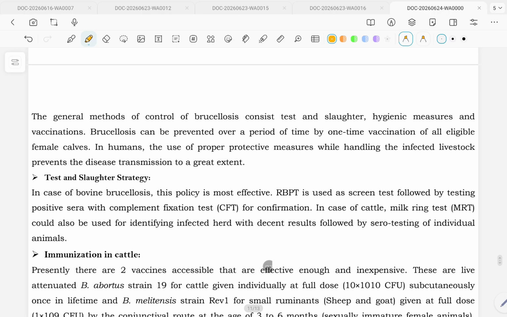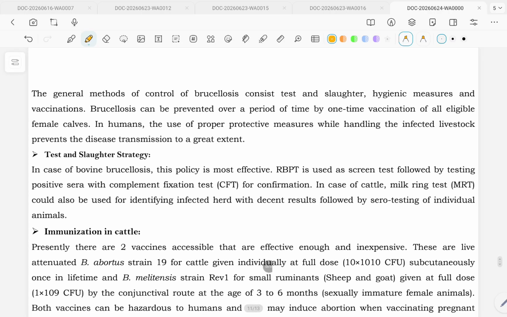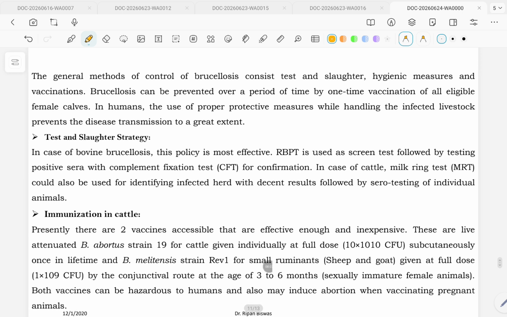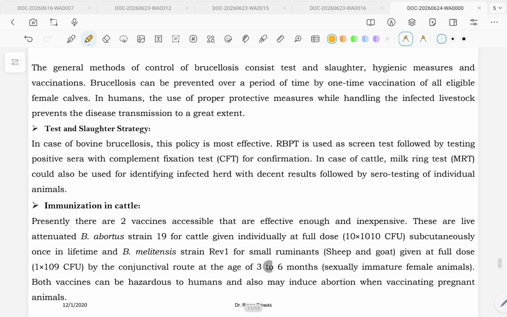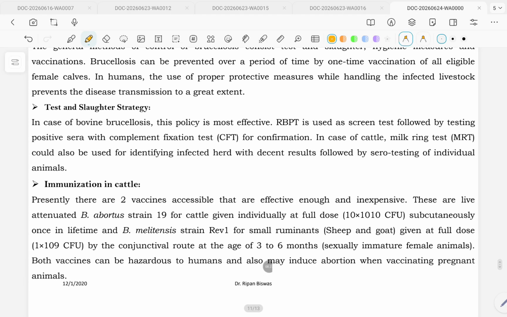The general method of control of brucellosis consists of test and slaughter, hygienic measures and vaccination. Brucellosis can be prevented over a period of time by one-time vaccination of all eligible female calves. In humans, the use of proper protective measures while handling infected livestock prevents disease transmission to a great extent. Test and slaughter strategy.